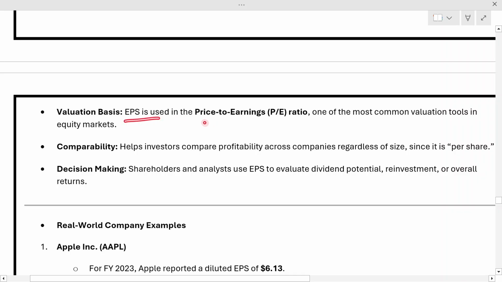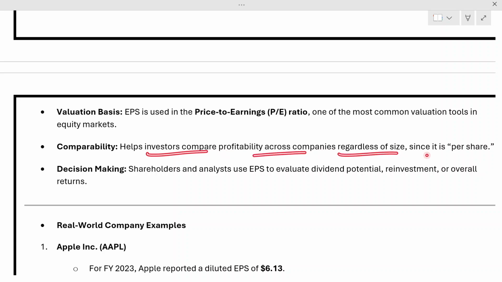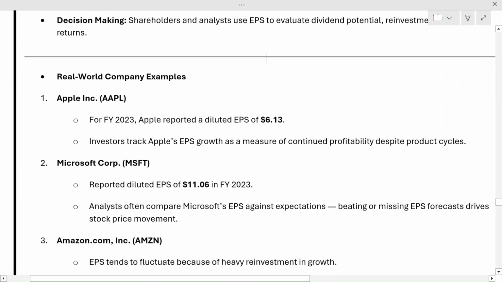EPS is used in the price to earnings ratio as well. This is an important ratio, people call it the PE ratio in the market, that is the price to earnings, one of the most common valuation tools in the equity market. And EPS also helps investors to compare profitability across companies regardless of size, since it's per share; if you compare different companies per share, it should give you a relative understanding. It also helps shareholders make decisions about dividends, investments, or overall returns for the business.